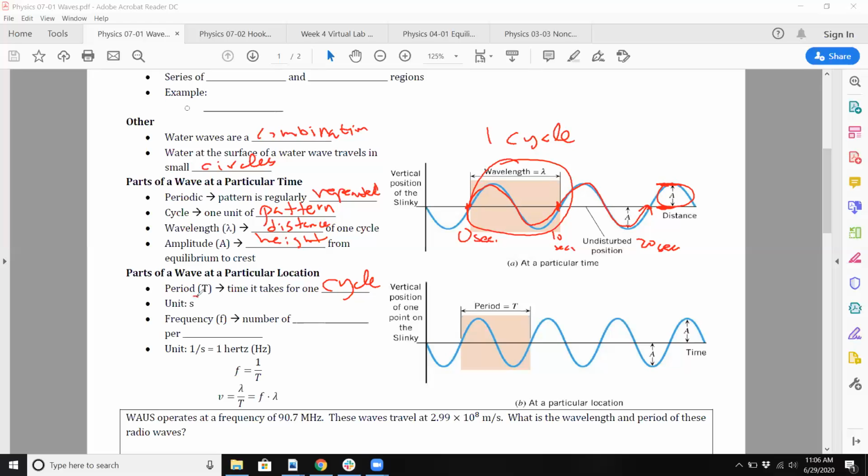And we tend to use seconds. The frequency is the number of cycles per second. Like how often do you expect this cycle to repeat?